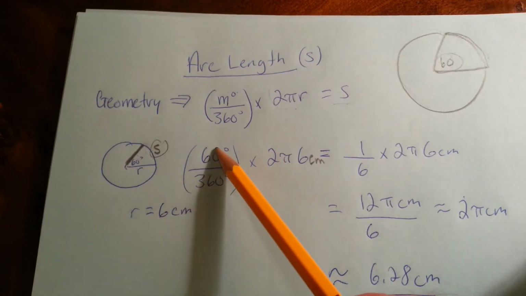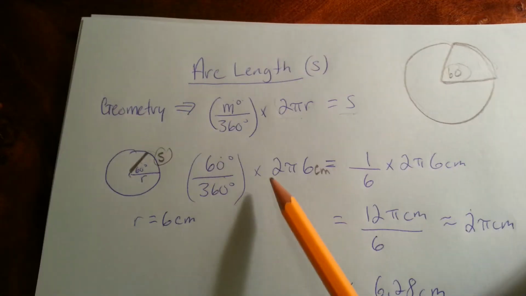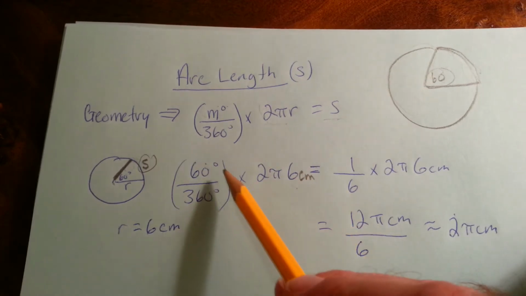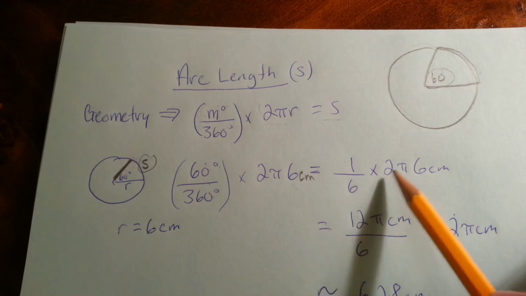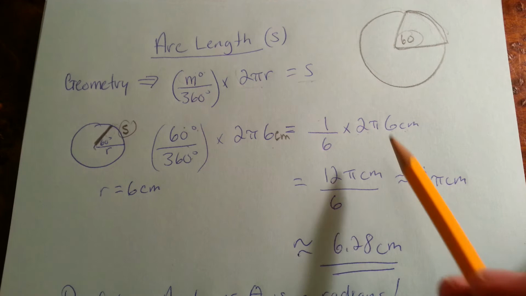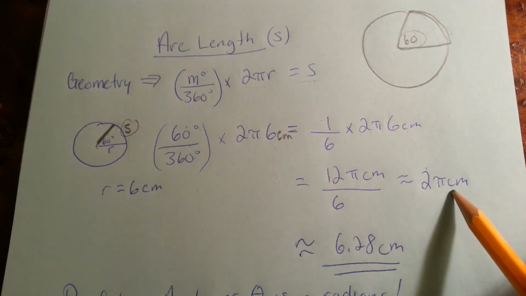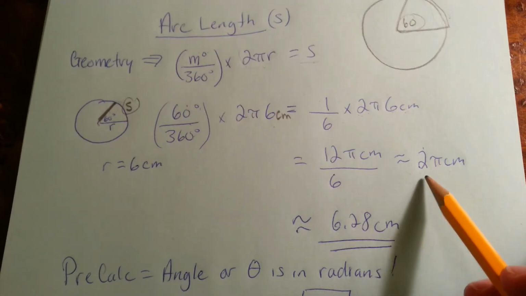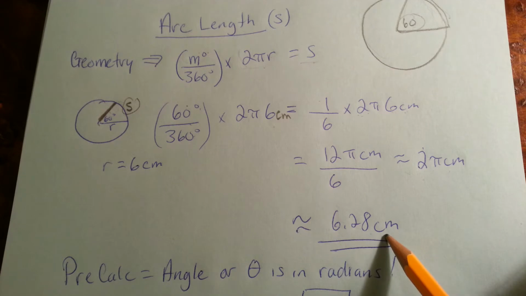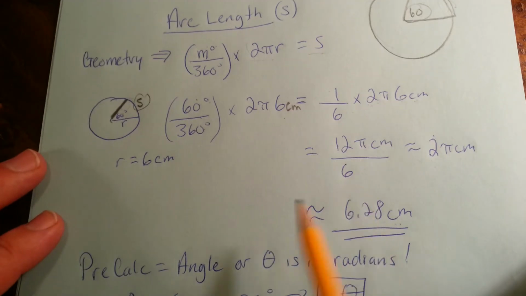So we plug in theta, 60 out of 360 times 2 pi. Let's say the radius is 6. So this right here is 1/6 times 2 pi and 6 centimeters, which is the radius. And basically the 6's cancel out, and you've got 2 pi centimeters as my arc length. And 2 times pi is approximately 6.28 centimeters. So that's how we did it in geometry.